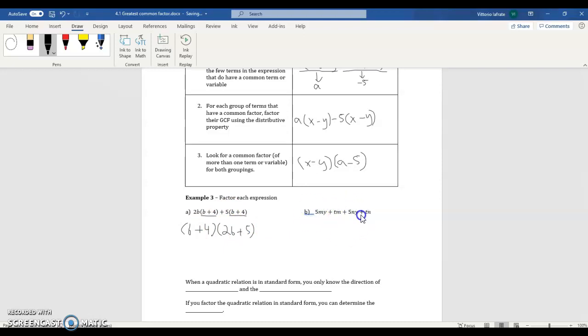B is a bit more complex. It's more like the example that we did up here. There's nothing really that all the terms have in common. We have 5my plus tm plus 5ny plus tn. So let's group some similar terms together. The 5my plus 5ny, they have the 5 and y in common at least, so I'm going to put them together. I'm going to put 5my plus 5ny.